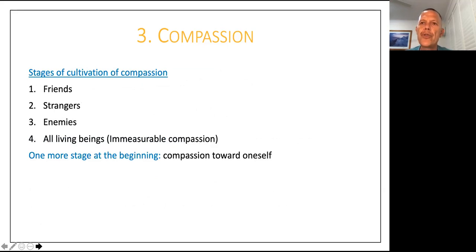Therefore, if we know those three things, then we can really start to cultivate compassion for ourselves. And by cultivating compassion for ourselves, that would inspire us to actually eliminate the causes of suffering and to cultivate compassion for others, to help others to do likewise. In terms of cultivating compassion, like loving kindness, it's very much recommended that we do that in stages. The classic stages, the four stages in the text, as with loving kindness: first cultivate it to friends, then strangers, then enemies, the difficult people, and then towards all living beings, which is immeasurable compassion.